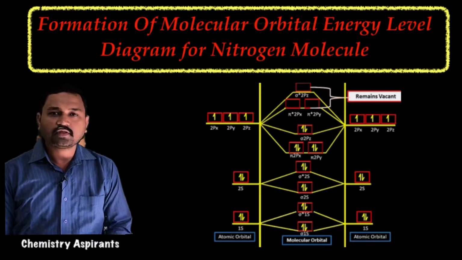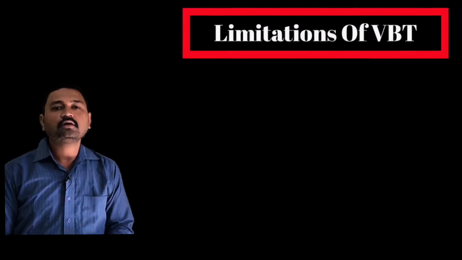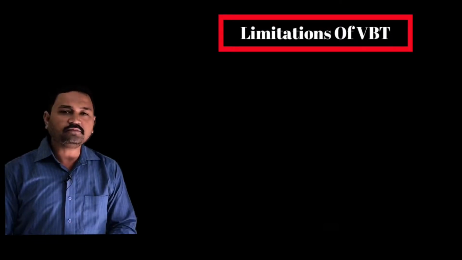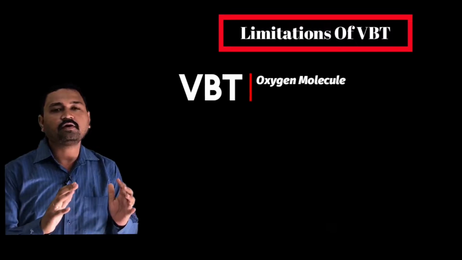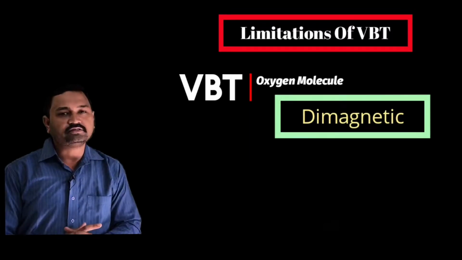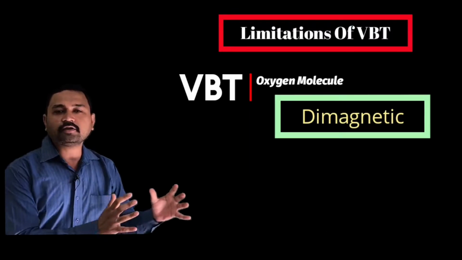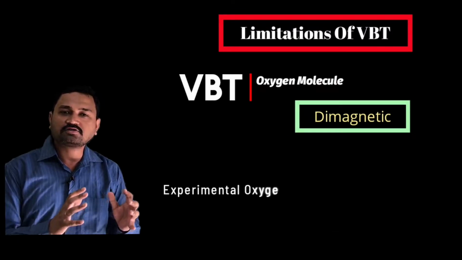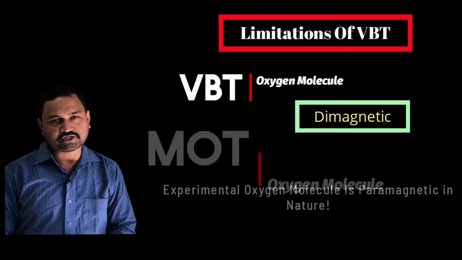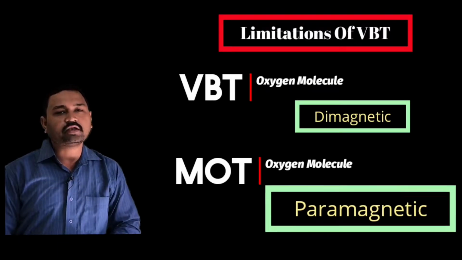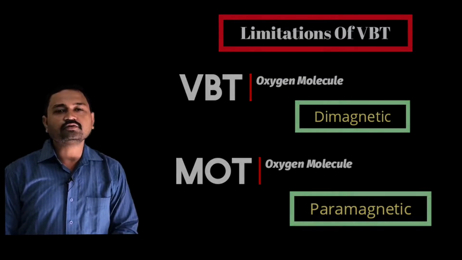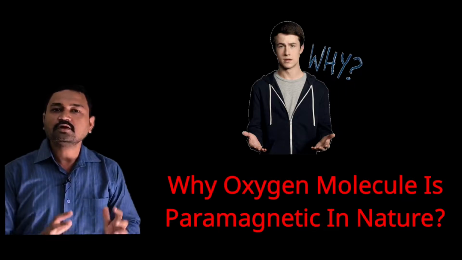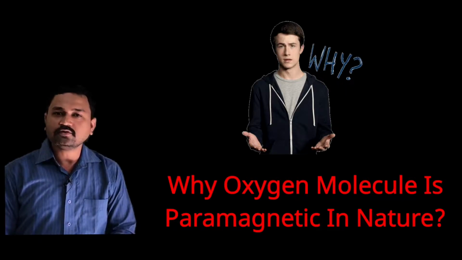Now if you are following all my videos, we have studied the limitations of the valence bond theory. One of the limitations of the valence bond theory is that oxygen is diamagnetic in nature according to the valence bond theory. But experimentally it is found that the oxygen molecule is paramagnetic in nature. By using this molecular orbital theory concept, you will know why the oxygen molecule is paramagnetic in nature. So I request you to kindly watch this video till the end.